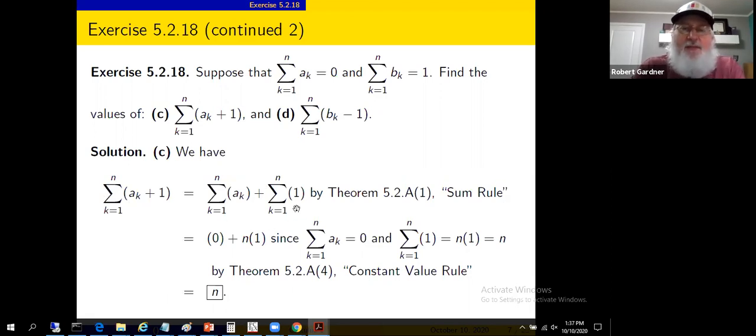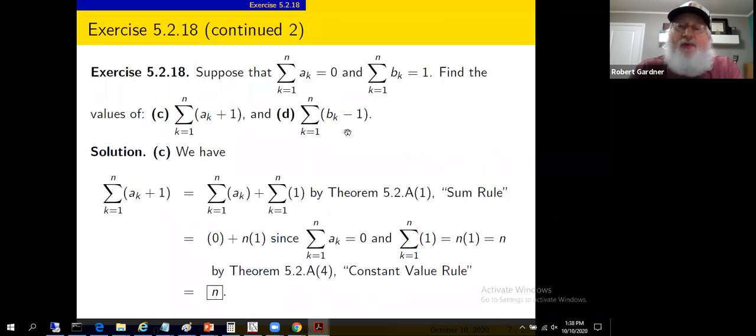So we can break this up into two sums. Now we've got a sum of the a sub k's first. Want to know what that is? They told us that was 0. And we got a sum of 1 n times. That's 1 plus 1 plus 1 plus 1 n times. Well, that's just n times 1, which makes perfect sense. We did have a rule called the constant value rule. It was part 4 of that theorem that establishes that. So we've got 0 plus n, and n is the value of this particular sum.